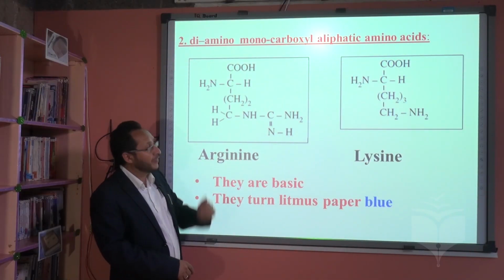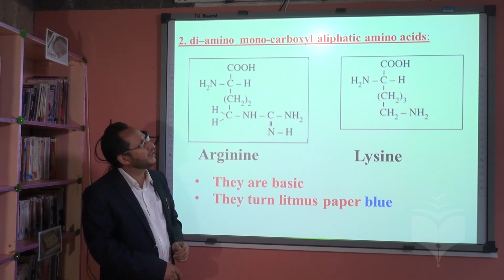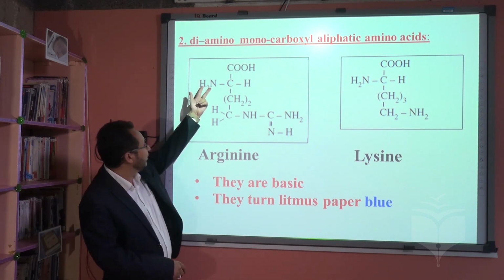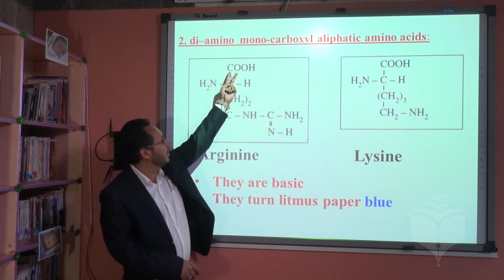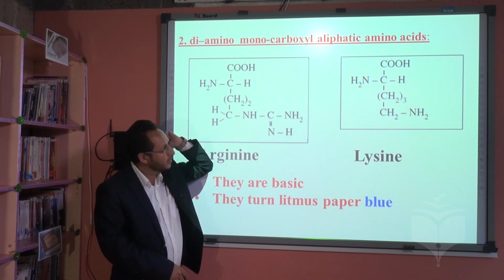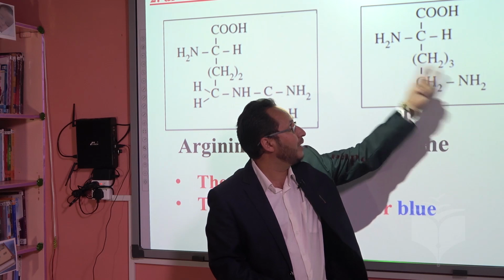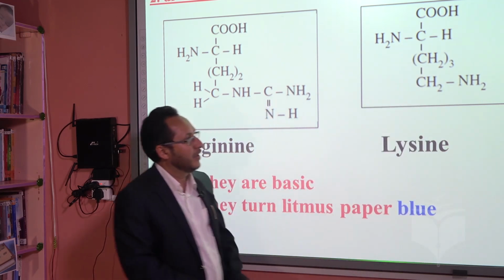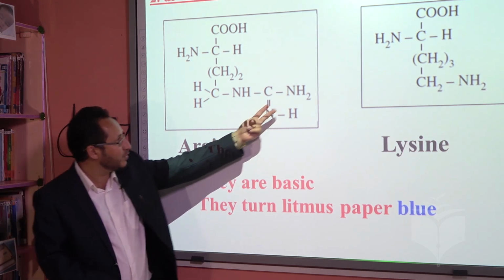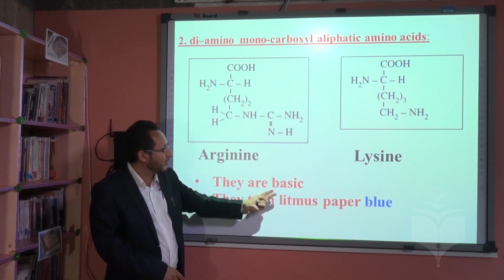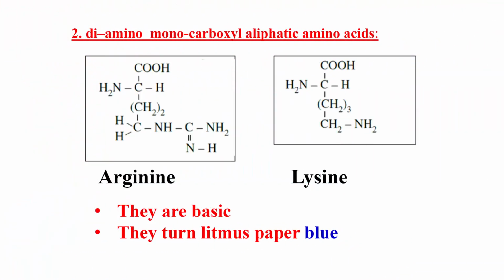Now, the third class is diamino monocarboxyl aliphatic amino acids. Diamino, like this one, we have NH2 and NH2, but we have only one COOH. This is the same: we have NH2, NH2, diamino, and one carboxyl group. This one we call lysine, and this one we call arginine. Because we have two amino groups, they are basic, so they turn litmus paper blue.